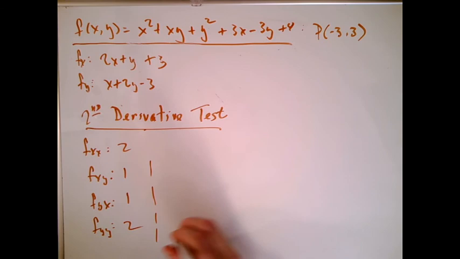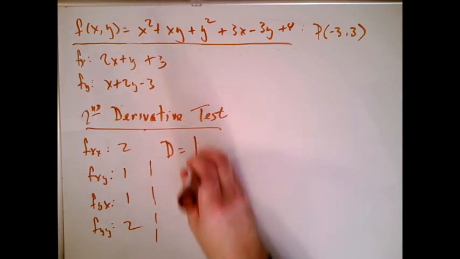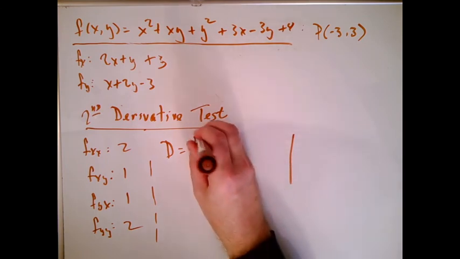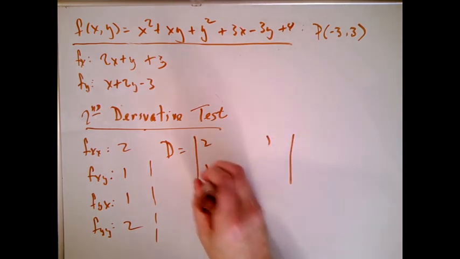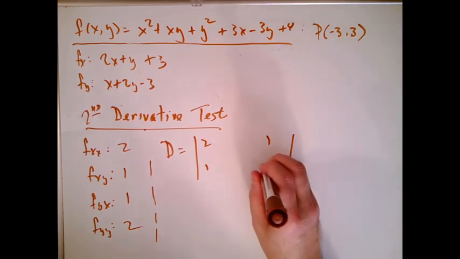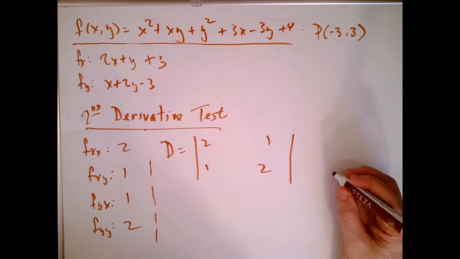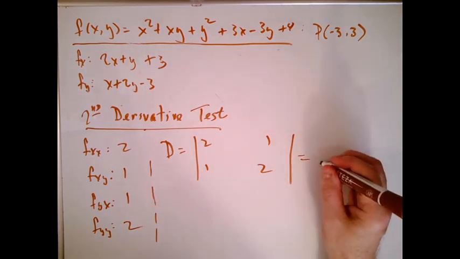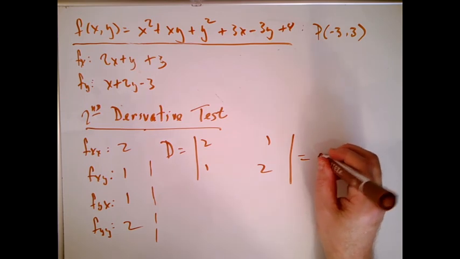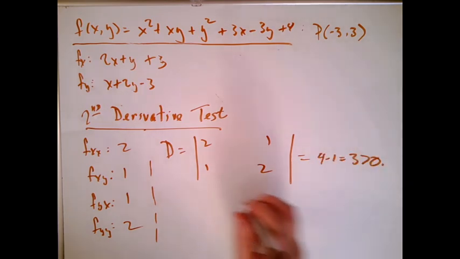Remember how the second derivative test goes. It says, form a little matrix. Here we go. So fxx goes here, fxy goes here, fyx goes here, fyy goes here. Now normally we plug in the point, but there's nothing to plug into, and we're supposed to just take the determinant. You can tell that from the notation. What I'm going to get is 4 minus 1, and that's 3, which is positive.